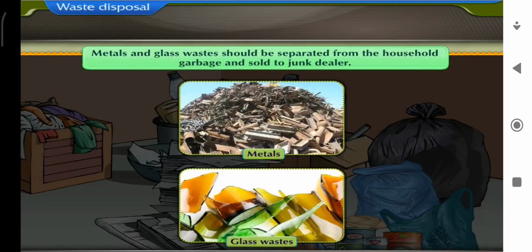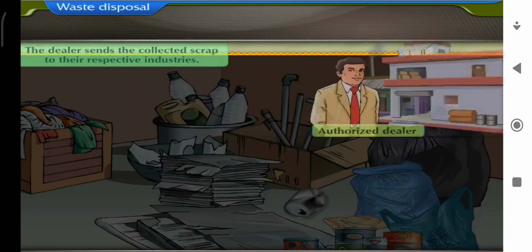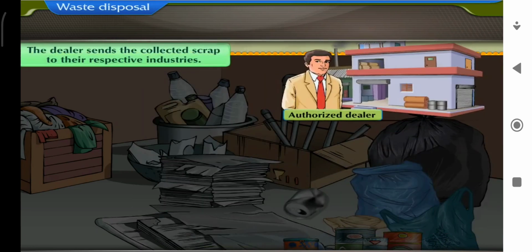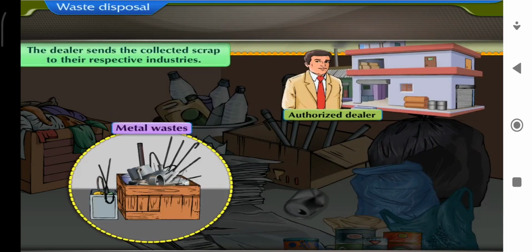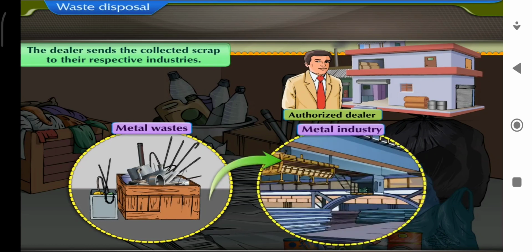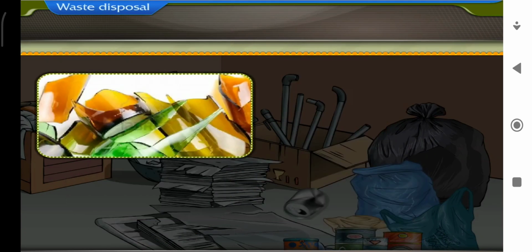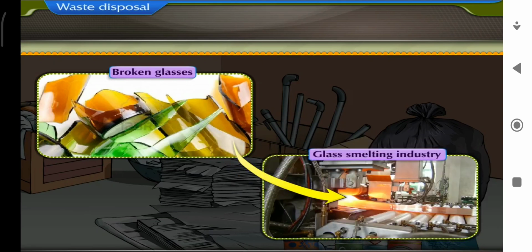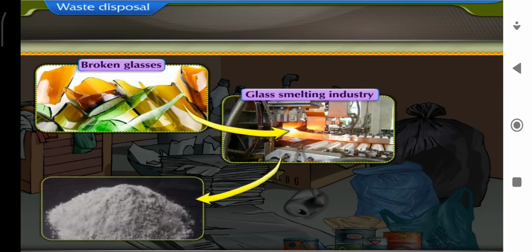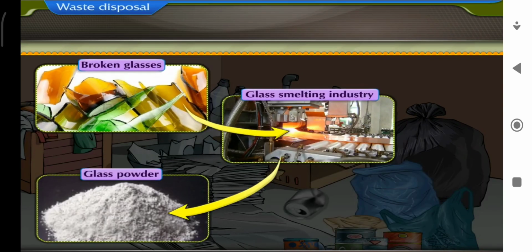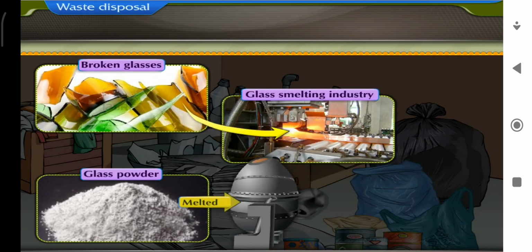Metals and glass waste can be separated from the household garbage and sold to junk dealers. The dealer sends the collected scrap to their respective industries. For example, metal wastes are sent to the metal industries for processing. Similarly, useless or broken glass objects are sent to glass smelting industries where they are broken into fine glass powder. Glass waste can also be heated and melted. The melted liquid glass can be poured into molds to make new items.